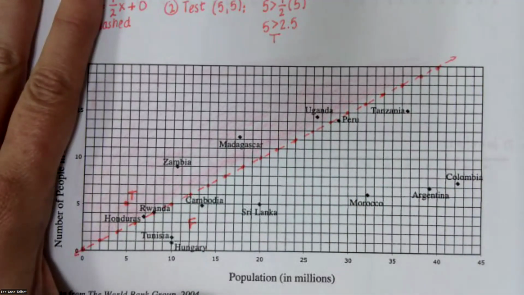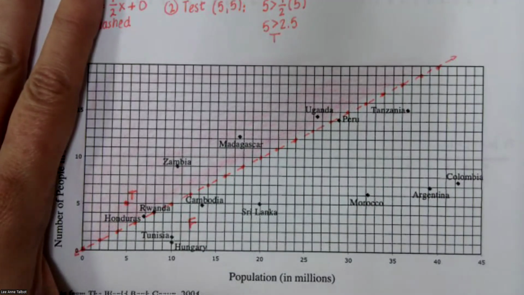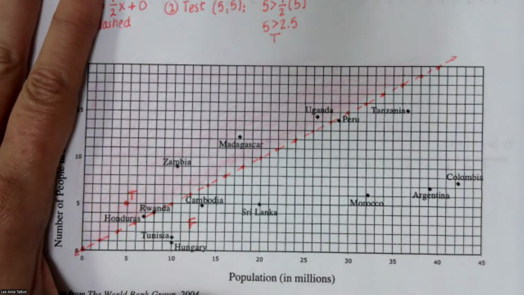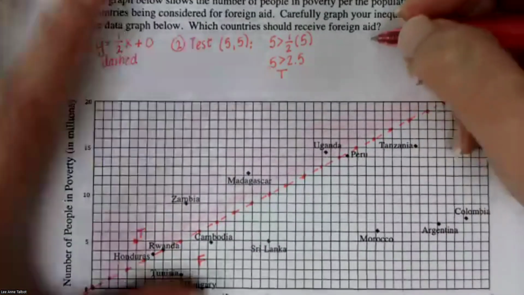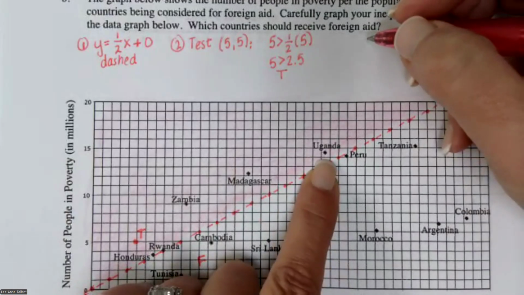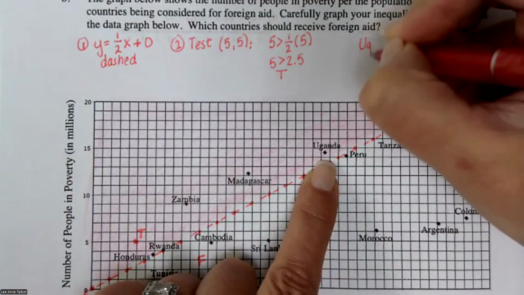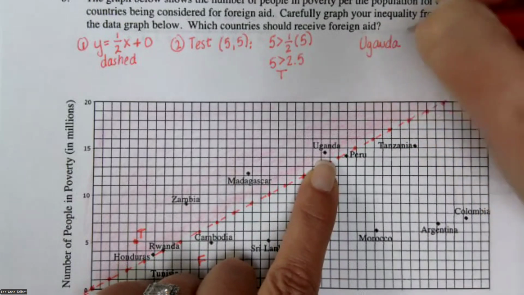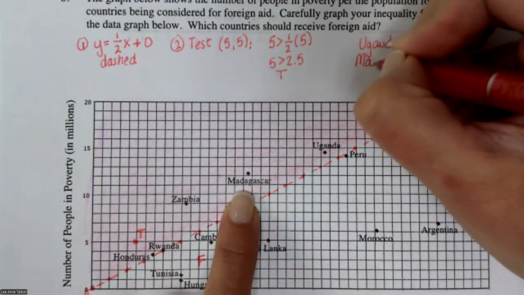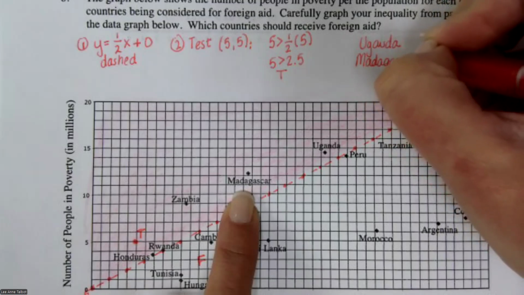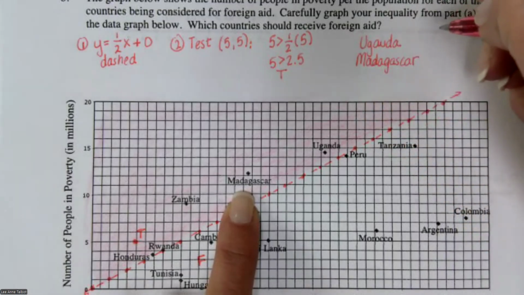Okay, now my question is, which countries should receive foreign aid? I see 4 of them. Which countries? Uganda, Madagascar.